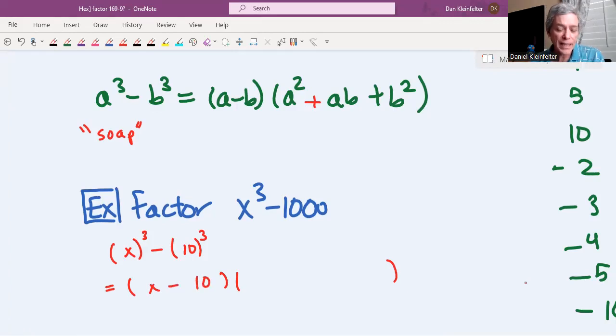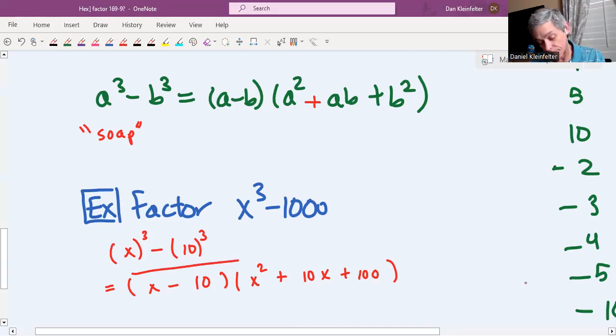Okay. Then in the trinomial, we'll have x squared. Then it was same sign, opposite sign. This is a difference of cubes, so we'll have plus. No 2, just the product of the two things. So 10x. And then in the back, the b squared. 10 squared is 100. We'll have 100, and then it's going to be a plus there. And that's it.